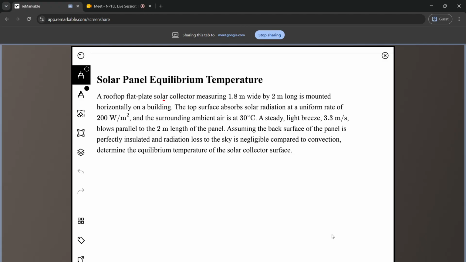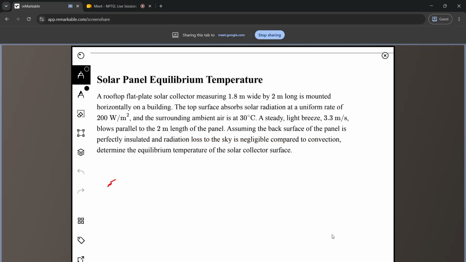A rooftop flat plate solar collector measuring 1.8 meter by 2 meter long is mounted horizontally on a building. The top surface absorbs solar radiation at a uniform rate of 200 watt per meter square, and the surrounding ambient is at 30 Celsius. A steady light breeze at 3.3 meter per second flows parallel to the 2 meter length of the panel. Assuming the back surface of the panel is perfectly insulated and the radiation loss to the sky is negligible compared to convection, determine the equilibrium temperature of the solar collector surface.